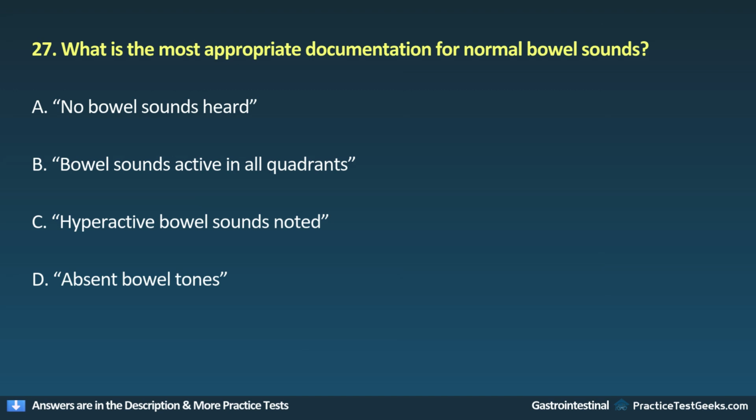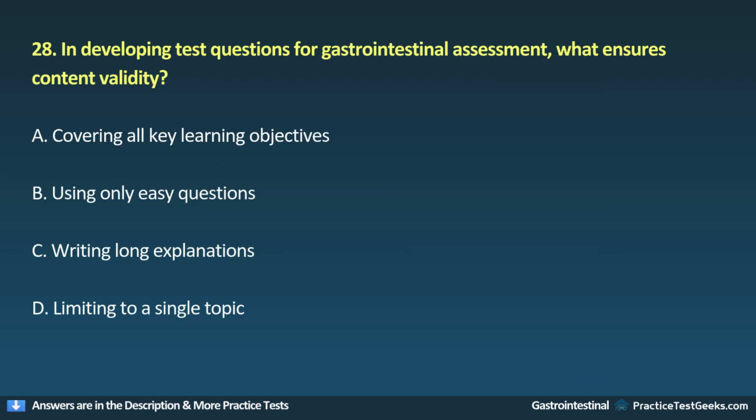27. What is the most appropriate documentation for normal bowel sounds? A. No bowel sounds heard. B. Bowel sounds active in all quadrants. C. Hyperactive bowel sounds noted. D. Absent bowel tones.